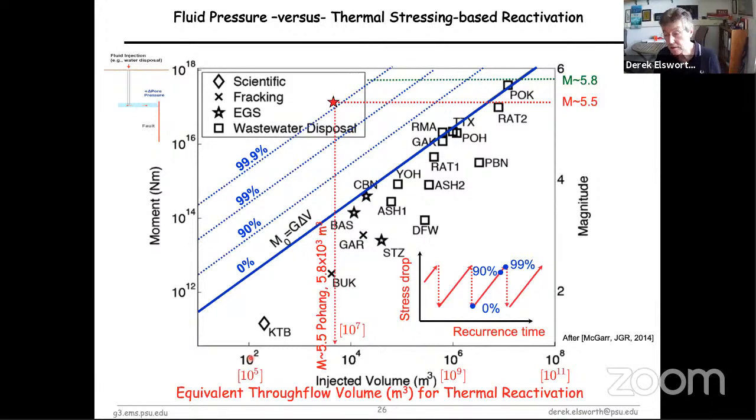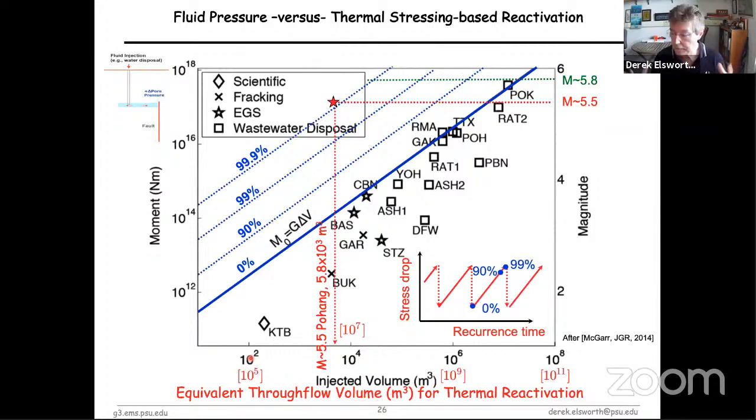But this would be a prediction, if you like: if you don't produce induced or triggered seismicity when you first do your stimulation due to the pressure change, then you might still create seismicity in the long term when the reservoir gets cool enough to reduce the strength far enough that you can then reactivate faults and create seismicity in those terms.